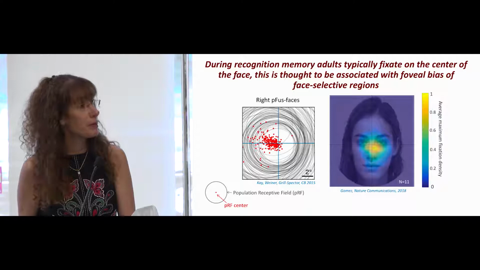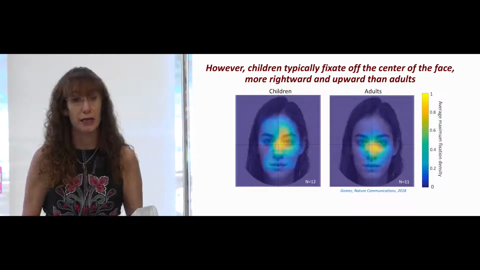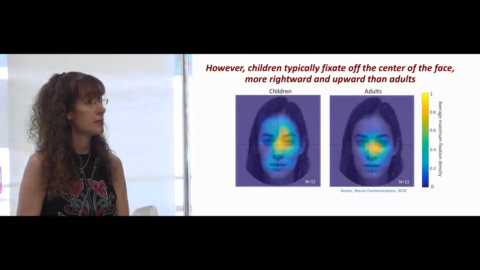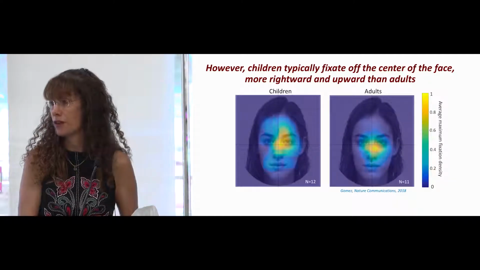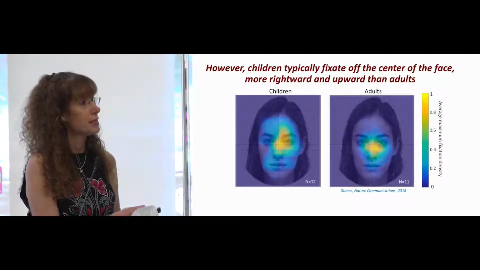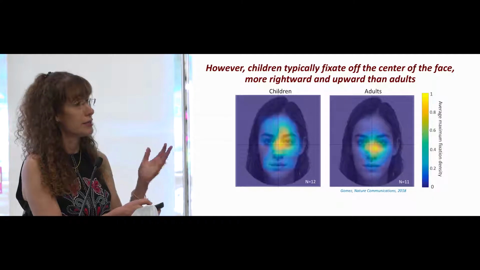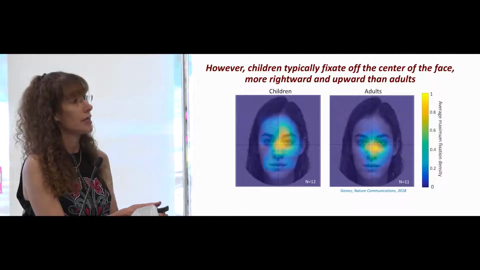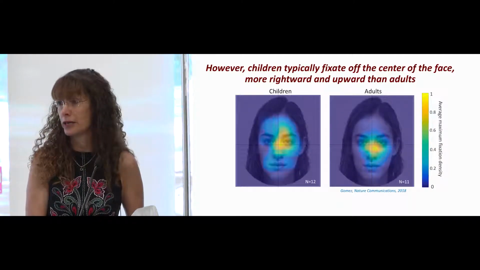So what happens in kids? If you look at the looking behavior in children in the same kind of task, a recognition memory test, they don't look randomly at the face. They also look at the center of the face, like adults. But you can see in this example that they have a somewhat shifted behavior: they're shifting their fixation upwards and rightwards compared to adults.